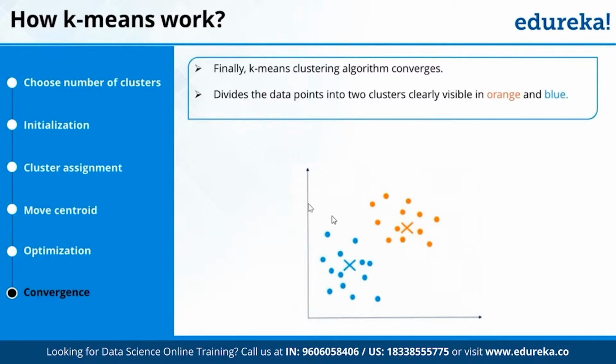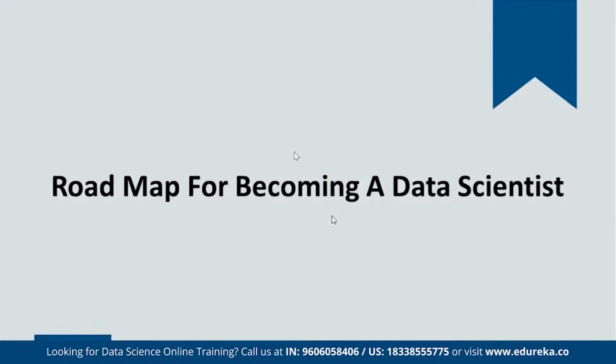And that is my final number of clusters. And that is how the K-means clustering works. Now what we'll do, we'll take one example. We'll try to solve that and we'll see how it actually works.